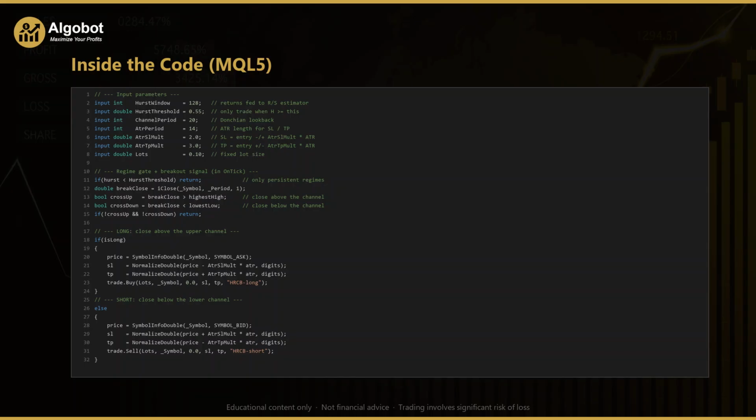Lots is the fixed position size. Now look at the signal block. The first line is the gate. If the Hurst reading is below the threshold, the function simply returns, and no trade is considered. If it passes, the code reads the close of the just completed candle. It sets cross up to true when that close is above the channel high, and cross down to true when the close is below the channel low. If neither is true, it returns.